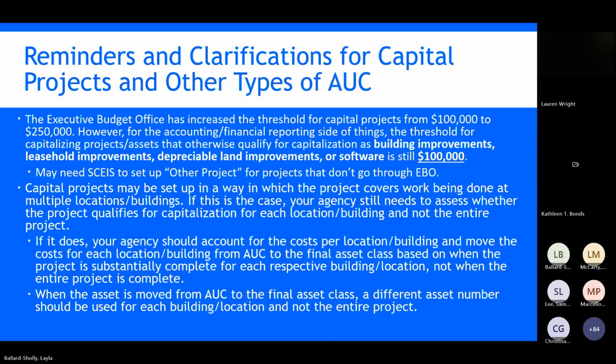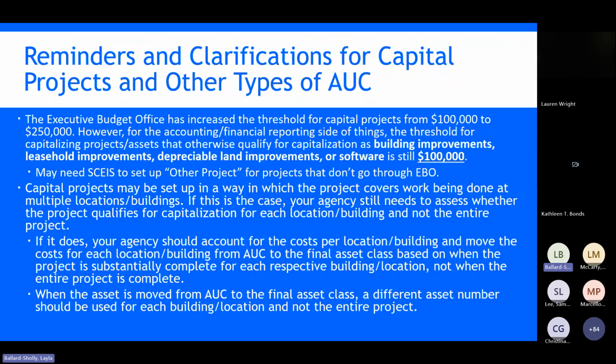If you have something that's typically a capital project, but is no longer meeting that threshold for EBO, but does meet our accounting threshold, you can get SKIS to set up an other project where you can still have an AUC for the cost and still make sure the accounting is proper. So it doesn't have to be an EBO project for you to actually create a project in SKIS. And I honestly don't even know if software ever went through EBO. Those might have always been other projects with SKIS.